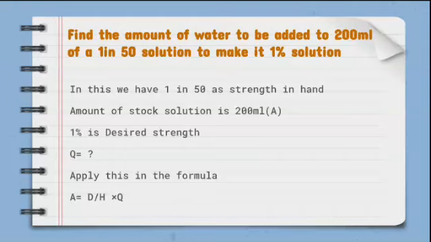So what is the Q we need to find out here? In this calculation you have to read carefully so that you can understand what is needed. They have given the amount of water to be added, so A is equal to 200. Strength in hand is 1 in 50 solution, that is 1 by 50, and you have to make 1% solution, that is desired strength, 1 by 100. So substitute these things in the formula, A is equal to D by H into Q, and find the answer.